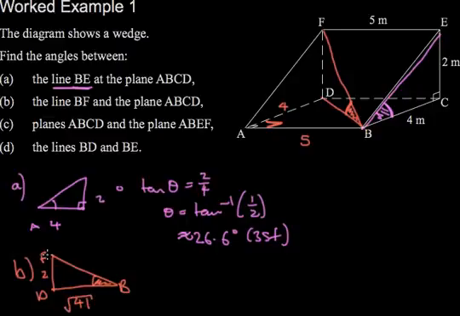And I can use that then to find the angle DBF. And again, it's using tan. This is a right angled triangle. So tan theta would equal opposite over adjacent, 2 over root 41. And the same sort of thing as before, it's going to be the inverse tan of 2 over root 41, which is 17.3 degrees.